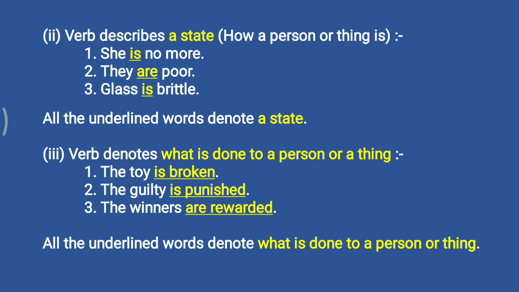A verb denotes what is done to a person or a thing. Have a look at these examples. The toy is broken. The guilty is punished. The winners are rewarded. So all the underlined words denote what is done to a person or thing. So these words are called verbs.